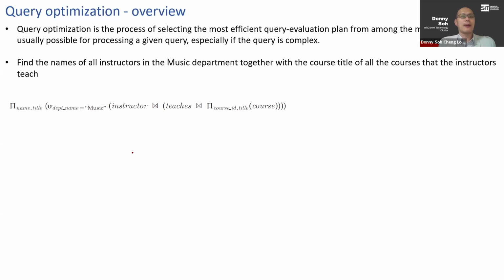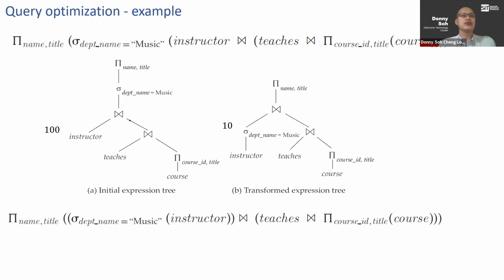So in this example, we have a projection first of the course, with a join to the teachers and a join to the instructor, a selection based on music, with a projection of the name and the title. Okay, so if we were to draw out the tree, this will be what it will look like.